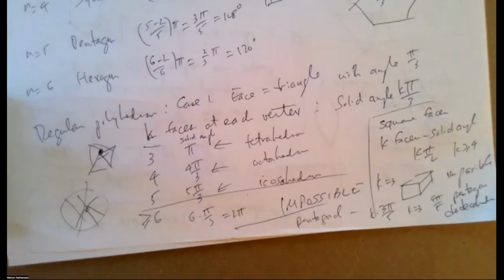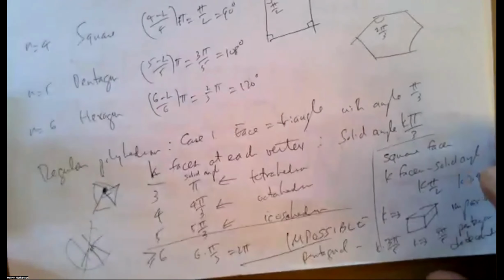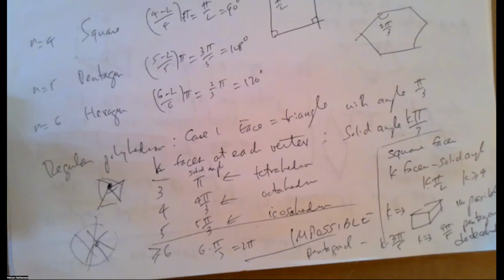So this is really Euclid's proof that there are exactly 5 regular polyhedra. It's based on the fact that at every vertex, the solid angle has to be strictly less than 2 pi. Otherwise, it wouldn't fold in on itself. And in each of the 5 possible cases, there does exist such a regular polyhedron, the ones that have been enumerated.